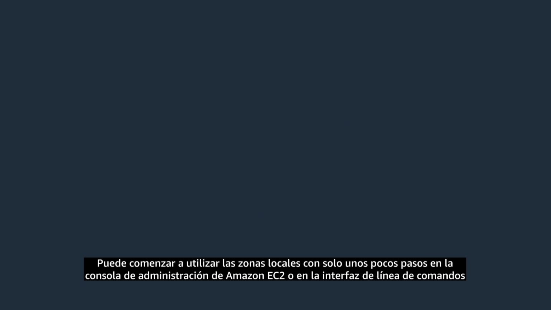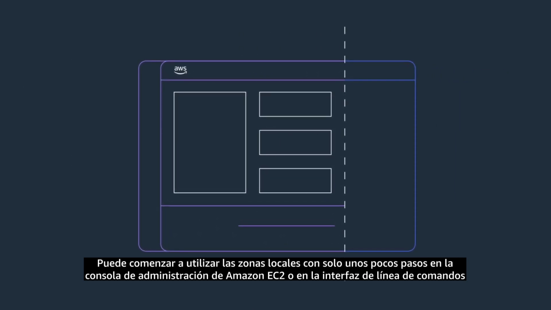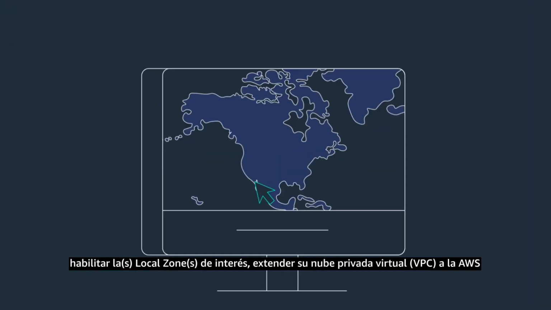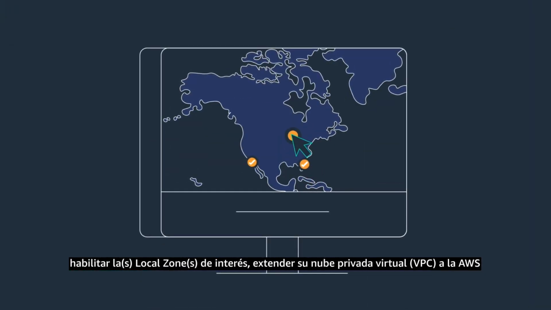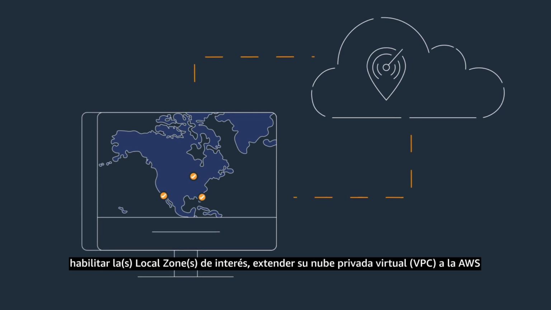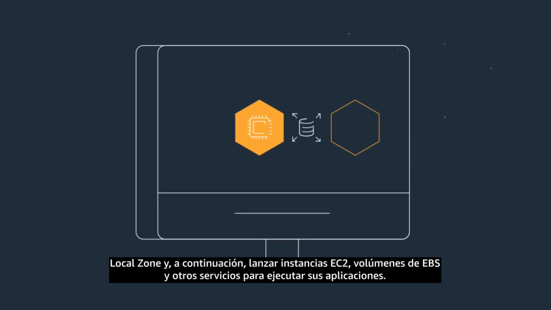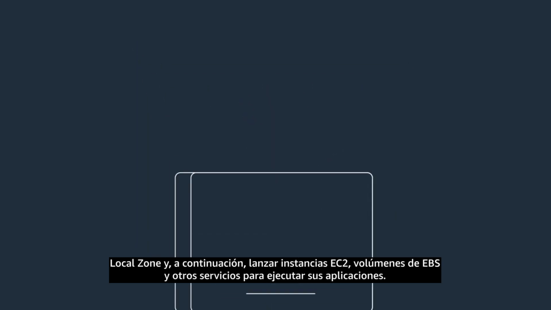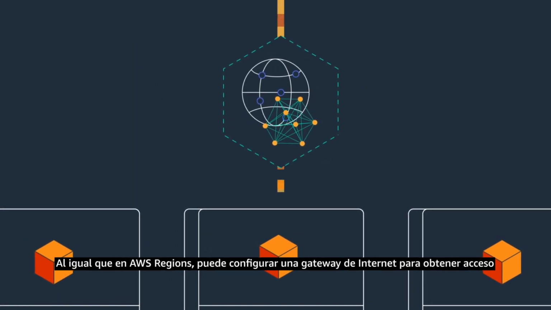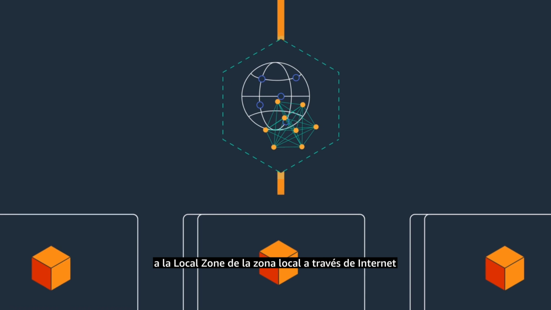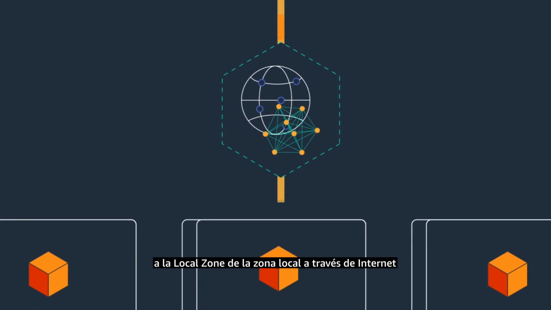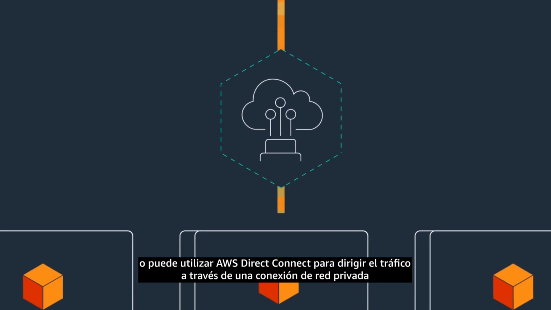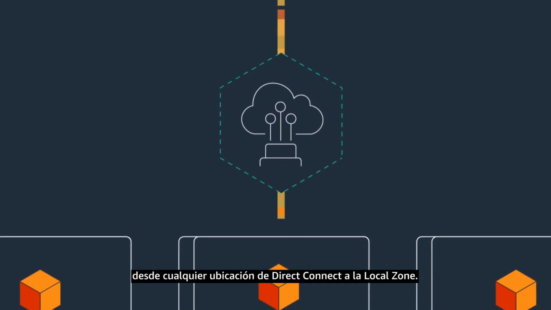You can start using Local Zones with just a few steps in the Amazon EC2 Management Console or command line interface. Enable the local zone or zones of interest. Extend your virtual private cloud to the AWS Local Zone, then launch EC2 instances, EBS volumes, and other services to run your applications. Just like in AWS regions, you can set up an internet gateway to access your local resources in the local zone over the internet, or you can use AWS Direct Connect to route your traffic over a private network connection from any Direct Connect location to the local zone.